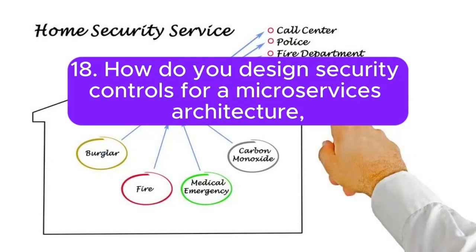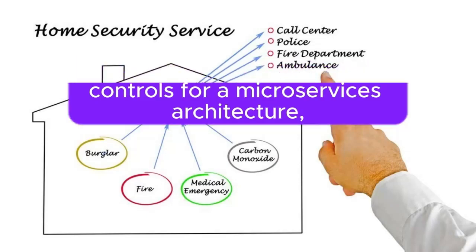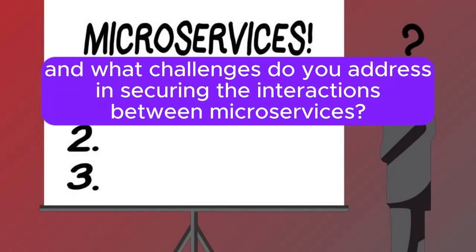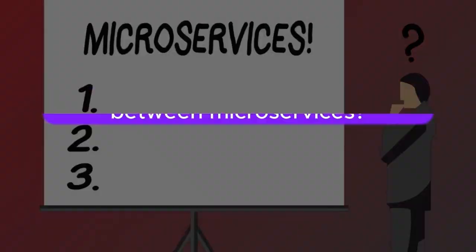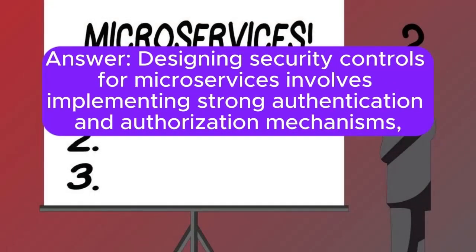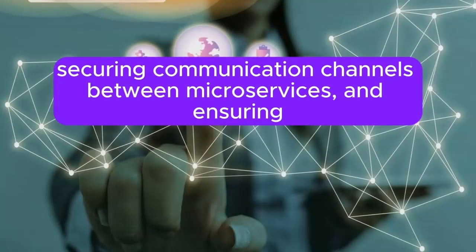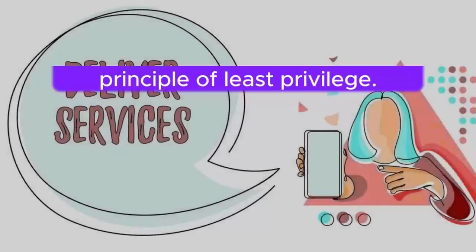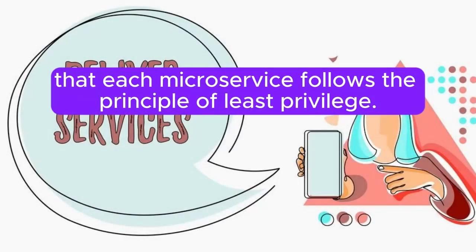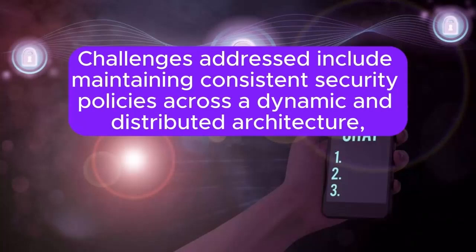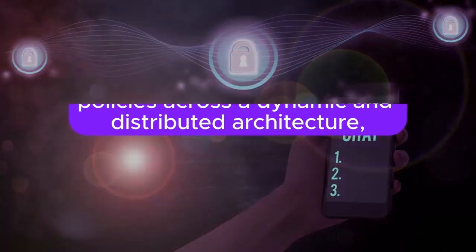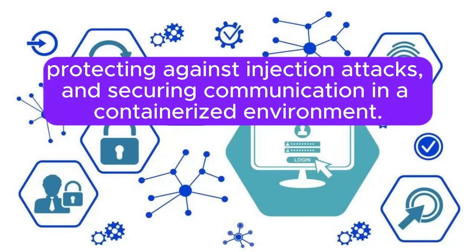18. How do you design security controls for a microservices architecture? And what challenges do you address in securing the interactions between microservices? Answer: Designing security controls for microservices involves implementing strong authentication and authorization mechanisms, securing communication channels between microservices, and ensuring that each microservice follows the principle of least privilege. Challenges addressed include maintaining consistent security policies across a dynamic and distributed architecture, protecting against injection attacks, and securing communication in a containerized environment.